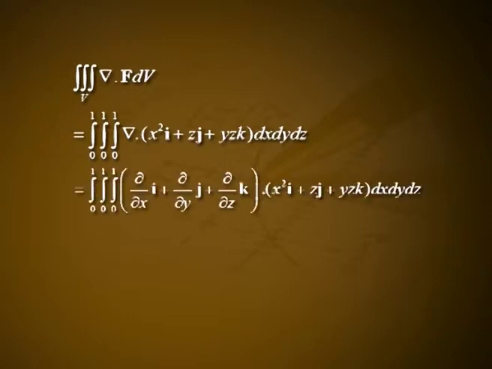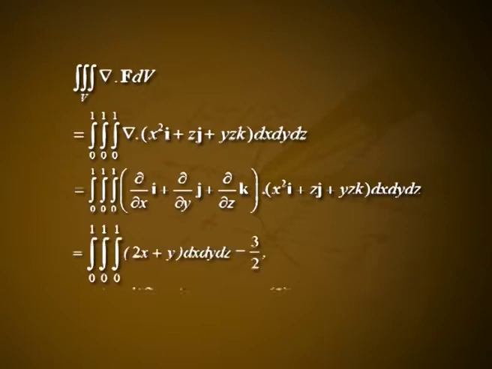Solution. Now, triple integral over V of ∇·F dV = ∫0 to 1 ∫0 to 1 ∫0 to 1 of ∇·(x² i + z j + yz k) dx dy dz, which is equal to ∫0 to 1 ∫0 to 1 ∫0 to 1 of (∂/∂x i + ∂/∂y j + ∂/∂z k)·(x² i + z j + yz k) dx dy dz, which is equal to ∫0 to 1 ∫0 to 1 ∫0 to 1 of (2x + y) dx dy dz, which is equal to 3/2 on simplification.